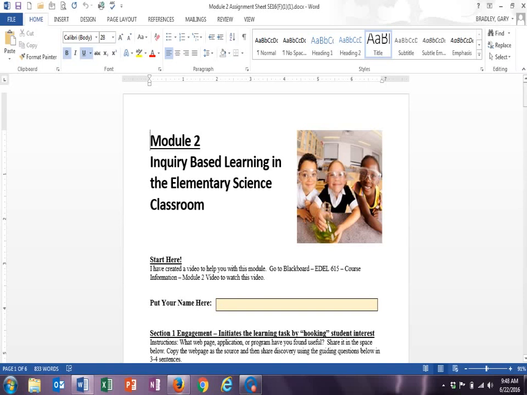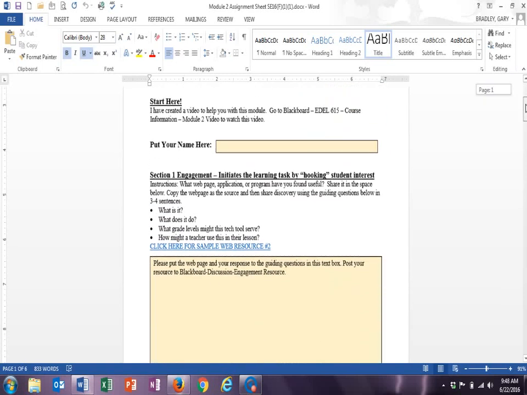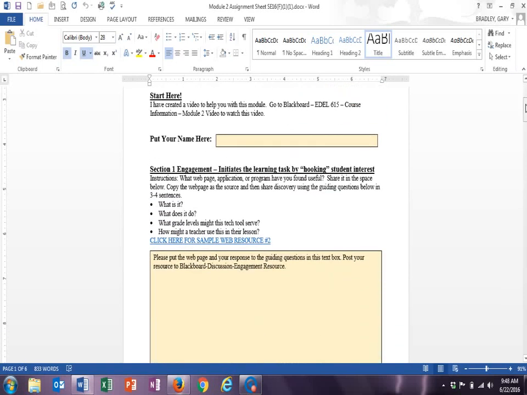Section 1, of course, is our engagement where you take a resource that you found. That could be a web-based resource or any type of resource that you would bring to your students, or even a resource that you would care to share with other teachers. This could be a resource that you found helpful, that you can gather information from or gather your teaching materials from. Any type of resource that you would like to share here and put it right here, and also post it on Blackboard so we can share those resources that you're finding with each other.